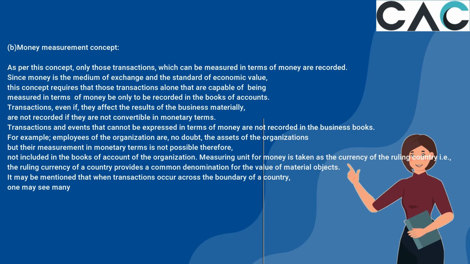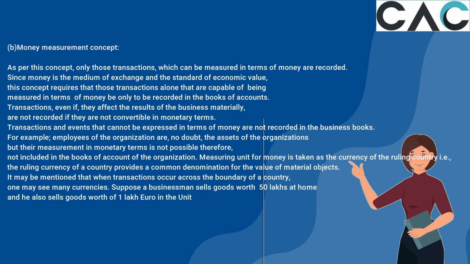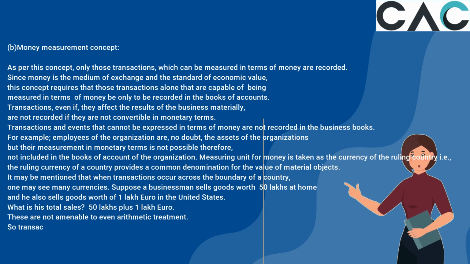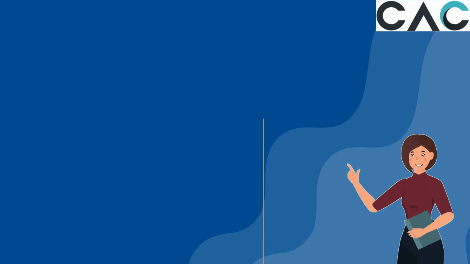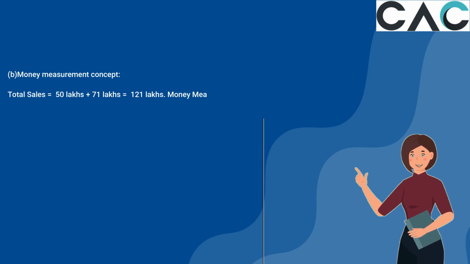Suppose a businessman sells goods worth 50 lakhs at home and he also sells goods worth 1 lakh euro in the United States. What is his total sales? 50 lakhs plus 1 lakh euro. These are not amenable to even arithmetic treatment. So transactions are to be recorded in a uniform monetary unit, i.e., in one currency. Suppose euro 1 equals 71. Total sales equals 50 lakhs plus 71 lakhs equals 121 lakhs.